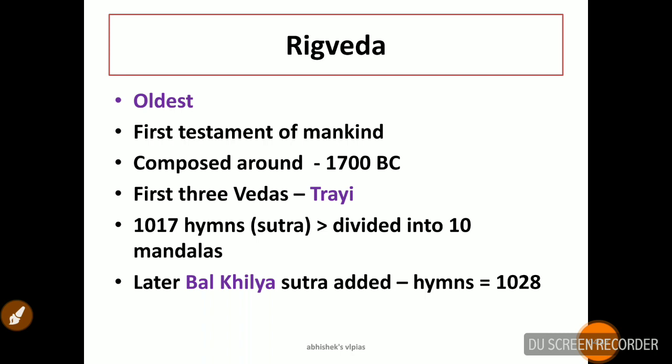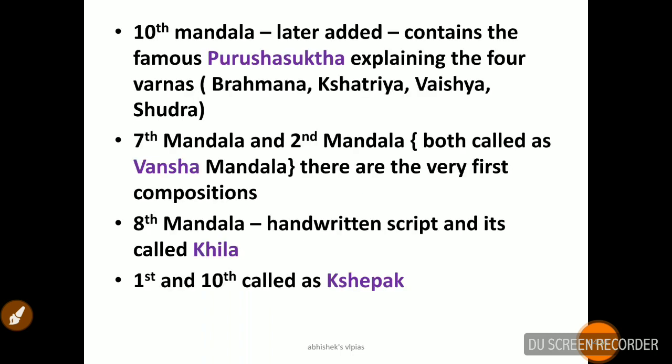Okay, so these are the main basic points related to Rig Veda. Now we already know that there are 10 mandalas, and the Purusha Sukta was later added to the 10th mandala of the Rig Veda. So for Rig Veda we know that there are 10 mandalas, and in the 10th mandalam an extra thing was added later, that is Purusha Sukta.